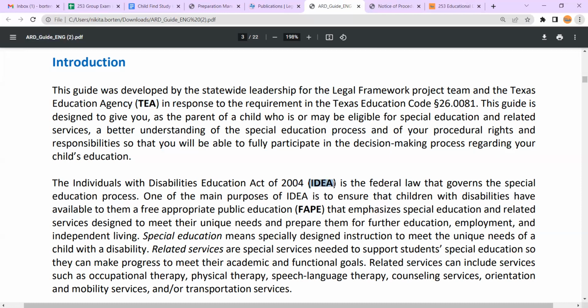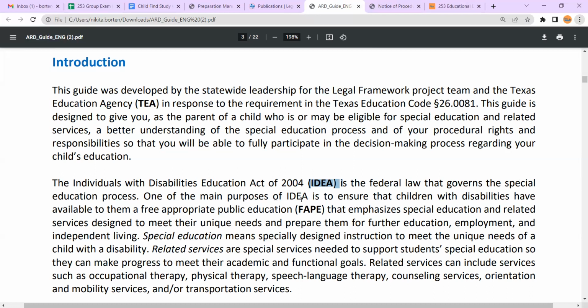IDEA, the federal law that governs special education. So we have a federal law that tells the states about the special education process, and each state implements it, how they implement that law. So the federal law tells Texas how to govern that law, and Texas comes up with the policies and procedures that you see in this booklet.